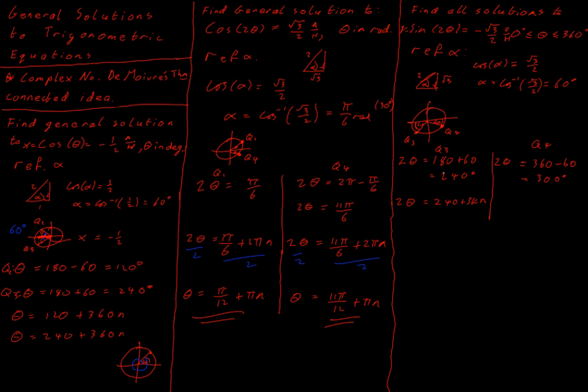So 240 gets us to there, and rotating around a further 360 degrees or a further 720 degrees will bring us back around to the same point again. So if we are at a particular angle and we go around a particular number of complete rotations, we get back to the same point. That's the core idea of our general solutions. 300 plus 360n, and I'm dealing with 360n as opposed to 2 pi n because I'm dealing in degrees. Now divide both sides by 2.